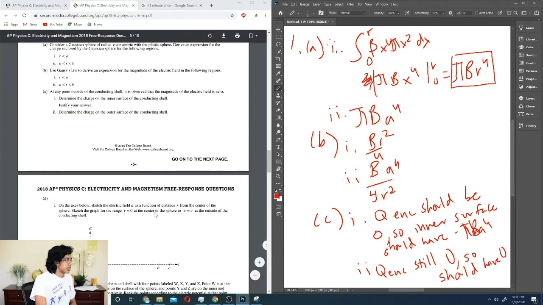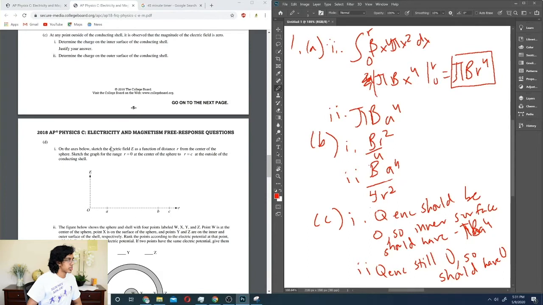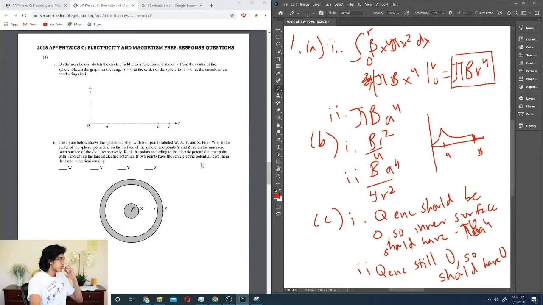Okay, epic. D. On the axis below, sketch the electric field as a function of the distance r from the center of the sphere. So we know that it's like r squared before a, so like that, and then it goes to a, at which point it starts falling off with inverse square law. So it's kind of like that, and then it reaches b, at which point it just drops to 0 immediately.